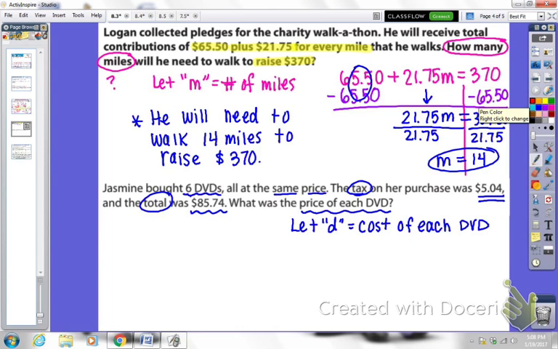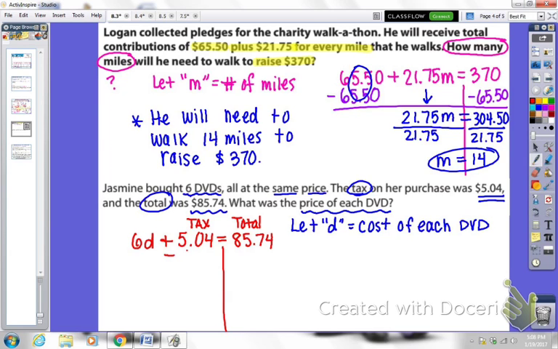So, to set this up, I know that she bought 6 DVDs, all the same price. So that's $6, or I'm sorry, 6 DVDs. I don't know how much money they were. And I'm going to add on my tax of $5.04. So this was the tax. And I'm going to set it equal to your total, which was $85.74. Drop my line and solve a 2-step problem.